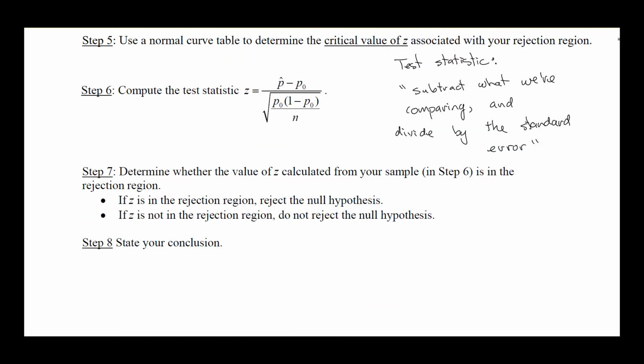Then we put the value of our test statistic on our picture and decide whether it's in the rejection region or not, and that tells us whether we reject the null hypothesis or we do not reject it. Let's do an example.